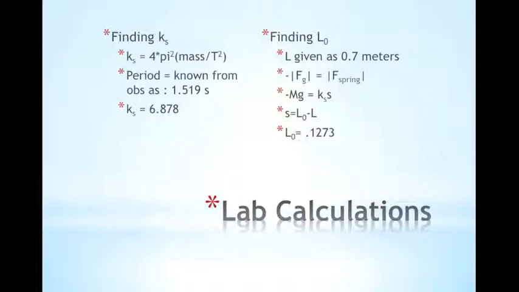To find Ks, I used the period formula and solved for Ks. I was then able to plug in Ks to the spring force equation and set it equal to the force of gravity, since the net force is 0 when the spring is at rest, and was then able to find the S value, which is the change in the spring length, and find the resting L. We then update the velocity and position values of the springs.